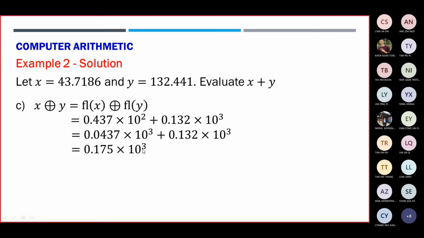Okay, now from here you can easily identify the error by taking the exact value minus the chopping numbers. So you can see how much the difference is, the error is.